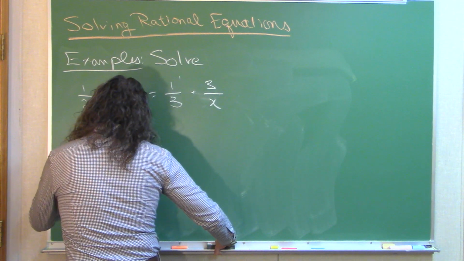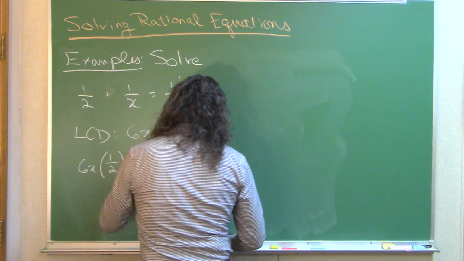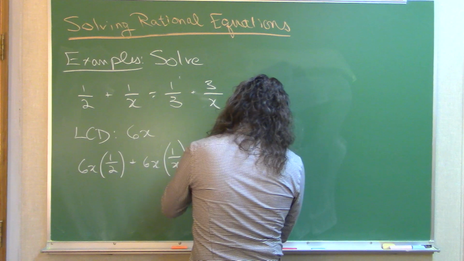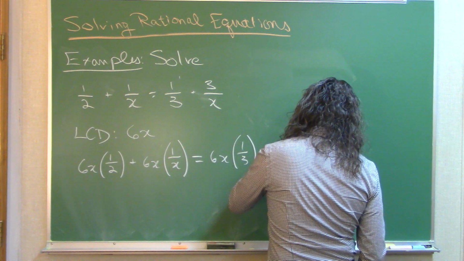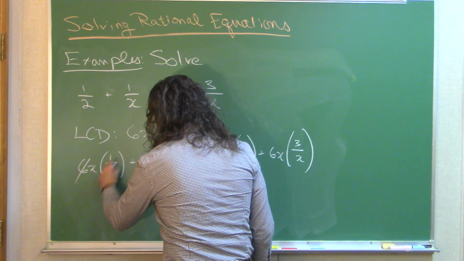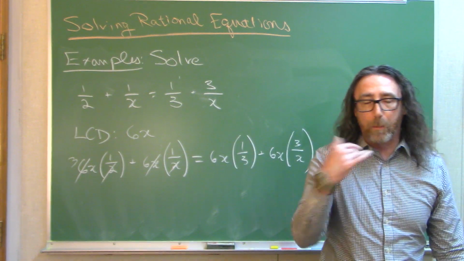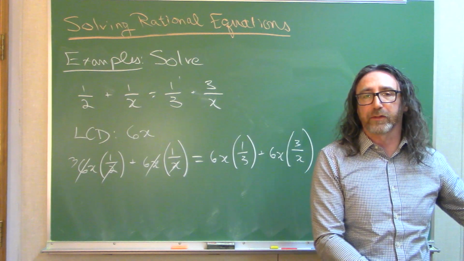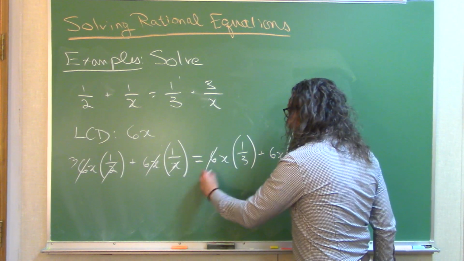All right, so every single term times 6x. So the 1/2 gets hit with a 6x. The 1/x gets hit with a 6x. The 1/3 gets hit with a 6x. And the 3/x gets hit with a 6x. Some cancellations. Remember, you should be getting lots of cancellations. The whole point of multiplying both sides by the LCD is so that the denominators get canceled out. Right? That's the whole point. We want a new equation that does not involve fractions anymore.